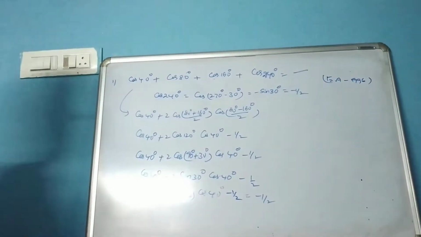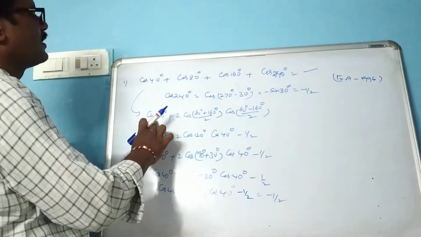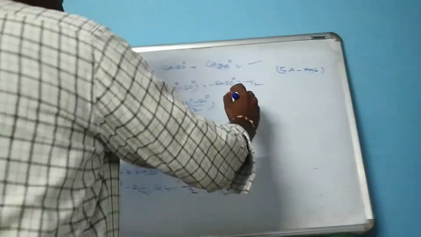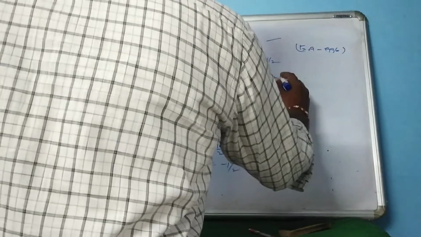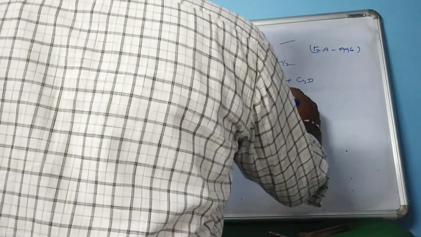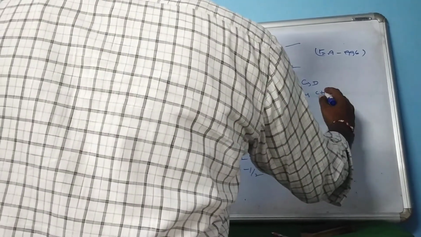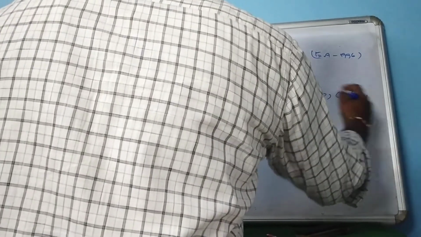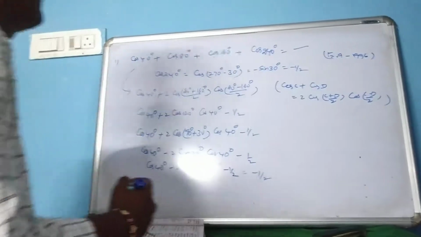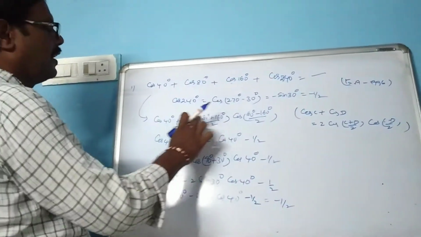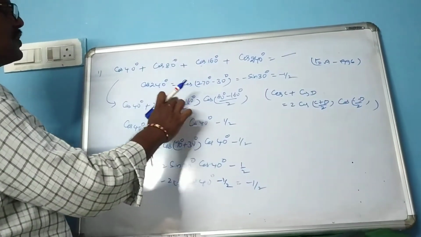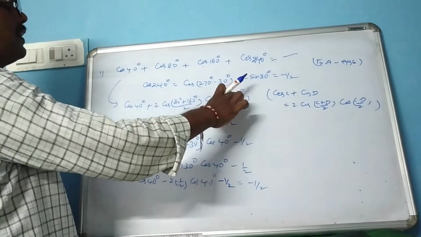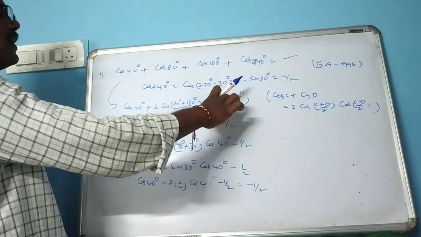Minus 1 by 2. You see, this is cos 40. This is cos 80 plus cos 160. Cos C plus cos D is equal to 2 cos ((C plus D) by 2) cos ((C minus D) by 2). This formula I applied here. This is cos 40, (80 plus 160) which is 240 by 2, is equal to cos 120, and (80 minus 160) gives cos minus 80.